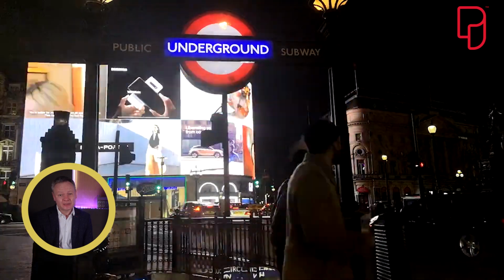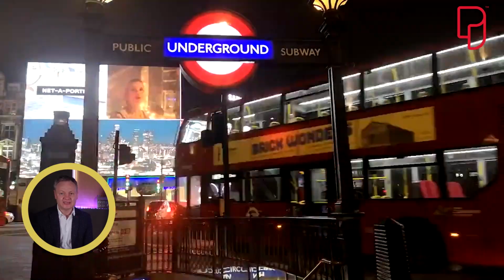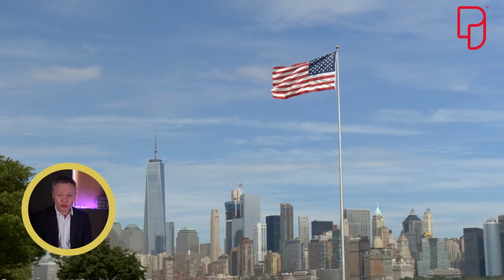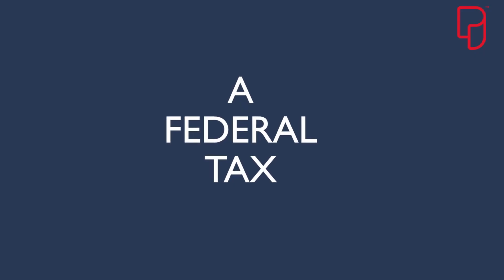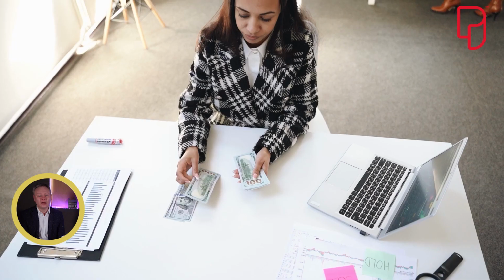First of all, we need to think about the UK. In the UK, you pay a national tax, and that is done through to HMRC. In America, however, there are two taxes that you need to think about. There is a federal tax, which is a central government tax, and then there's something called a state tax, and that can be quite costly.